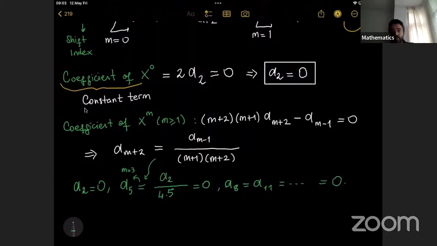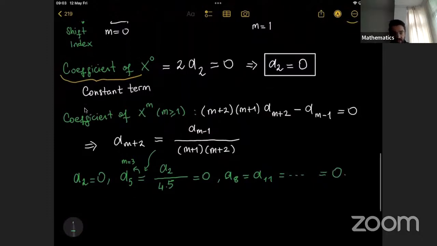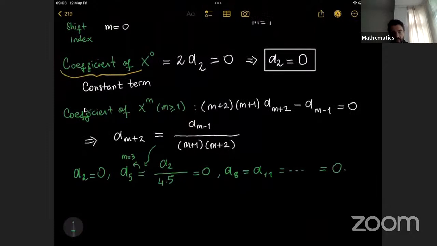So these coefficients are 0. What about 1, 4, 7? Okay, let's check out this. So this is for 2, 5, 8. So we need to find 1, 4, 7, and so on. And finally, we will need to find 0, 3, 6, and so on. Okay.